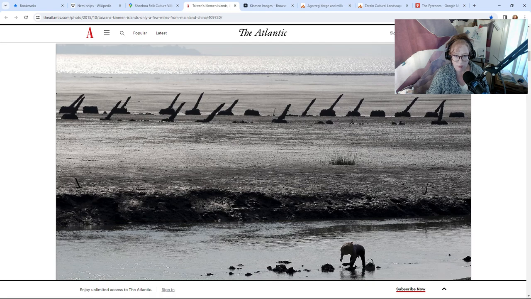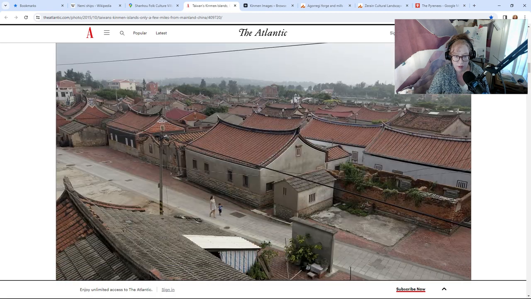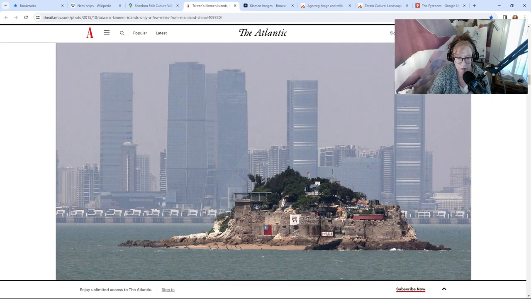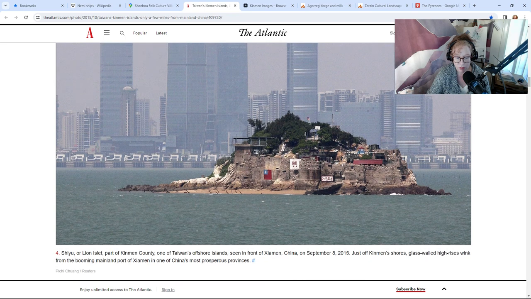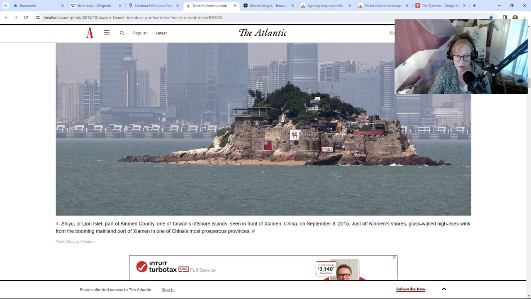Here we have remnants of barricades. Here's a less romantic picture of the village. This is Shiyu or Lion Inlet, part of Kinmen County, one of Taiwan's offshore islands, seen in front of Xiamen, China. So this is China. This is Taiwan. That's an interesting juxtaposition.